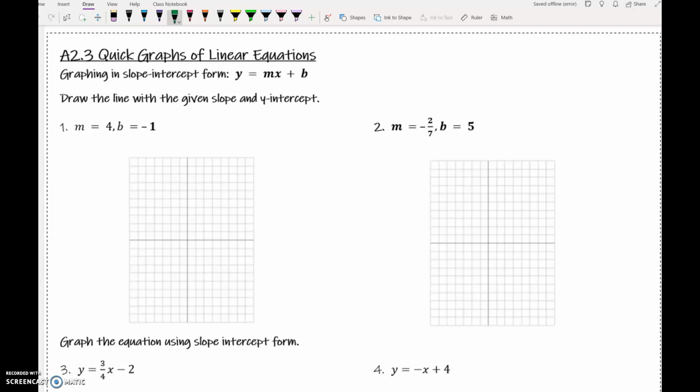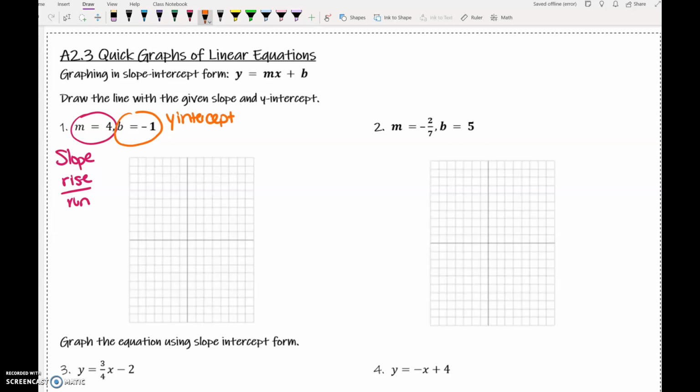Today we're looking at some simple graphs of linear equations. So first let's start out very, very basic. I'm going to give you the slope is 4 and b, the y-intercept, is -1. So m represents the slope. And remember from a couple days ago, slope is rise over run. And b is the y-intercept.